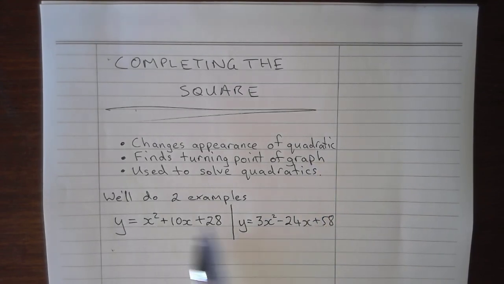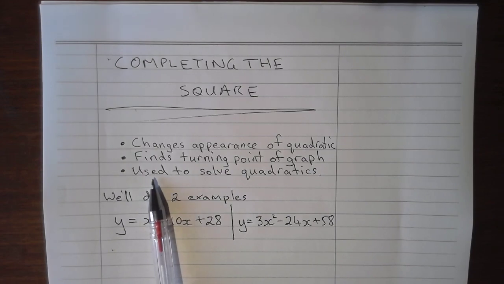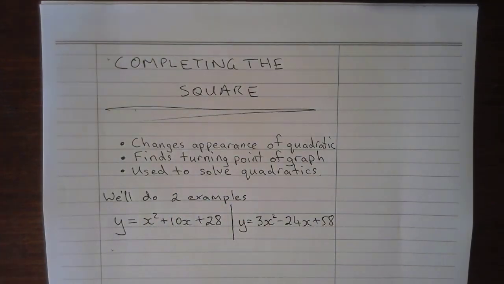You can see a couple of examples I've written out already. It's not easy to just pick out the turning point from this standard form. Once we complete the square, writing the quadratic in a different form, it is easy to just read off the turning point. Another reason, amongst probably many others, is that we can use it to solve quadratic equations as well.